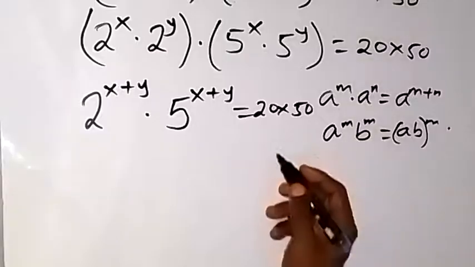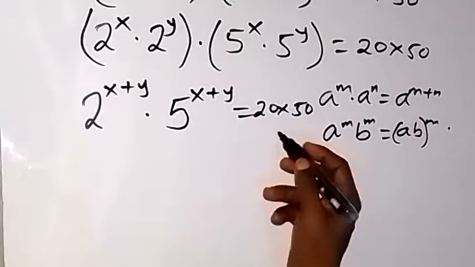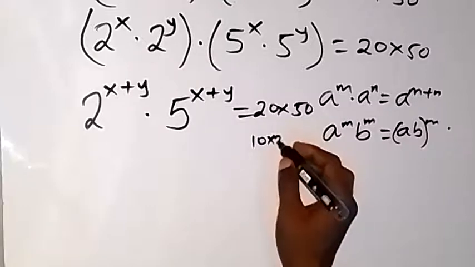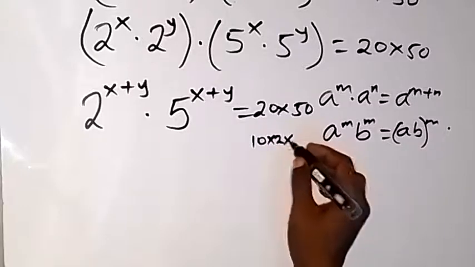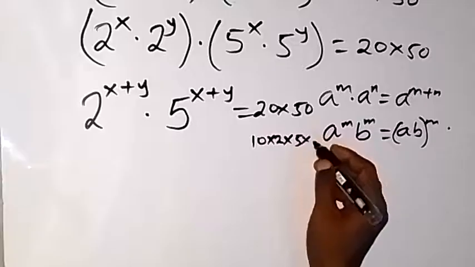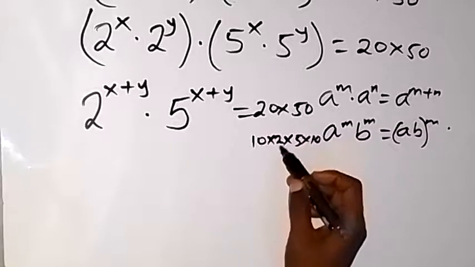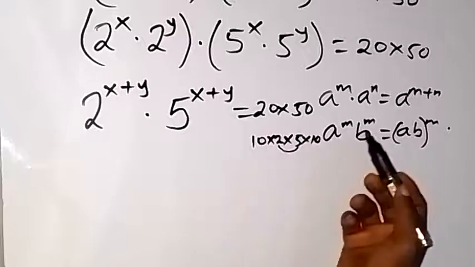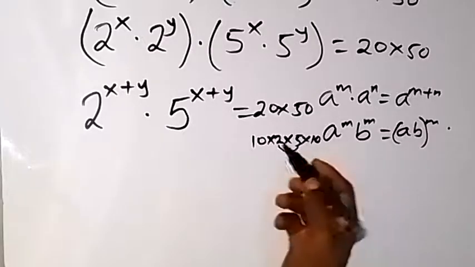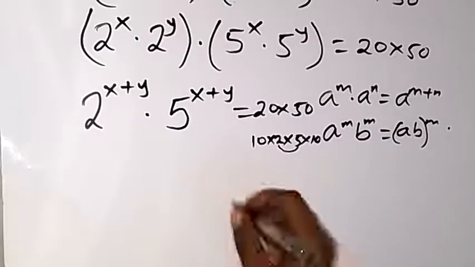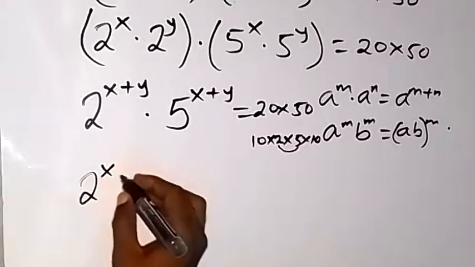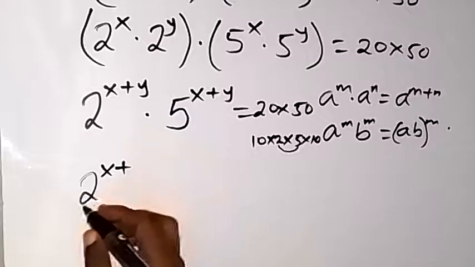And 20 times 50, we can write this as 10 times 2, that's 20. And we can also write 50 as 5 times 10. And we discover that here we have 5 times 2 is also 10. So we have 10 times 10 times 10, which will give us 10 raised to power 3 there. So therefore, we can write this as 2 raised to power x plus y.